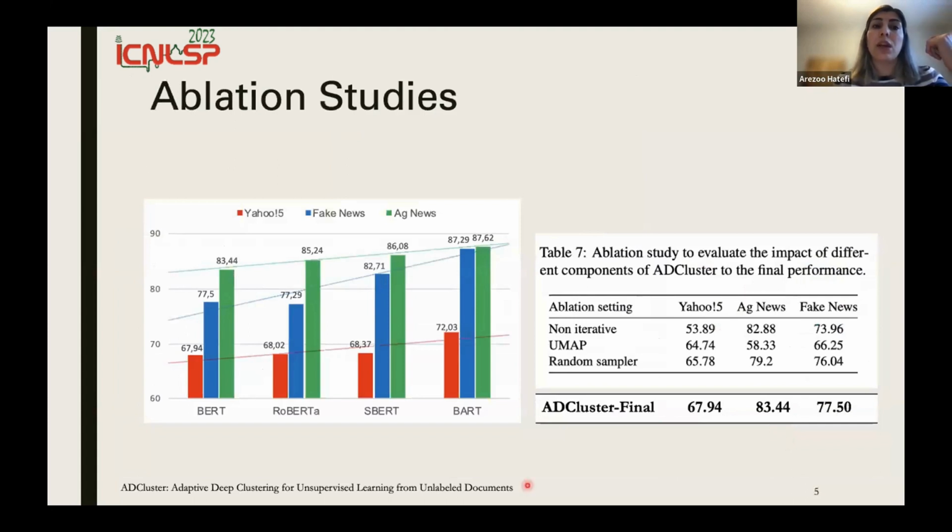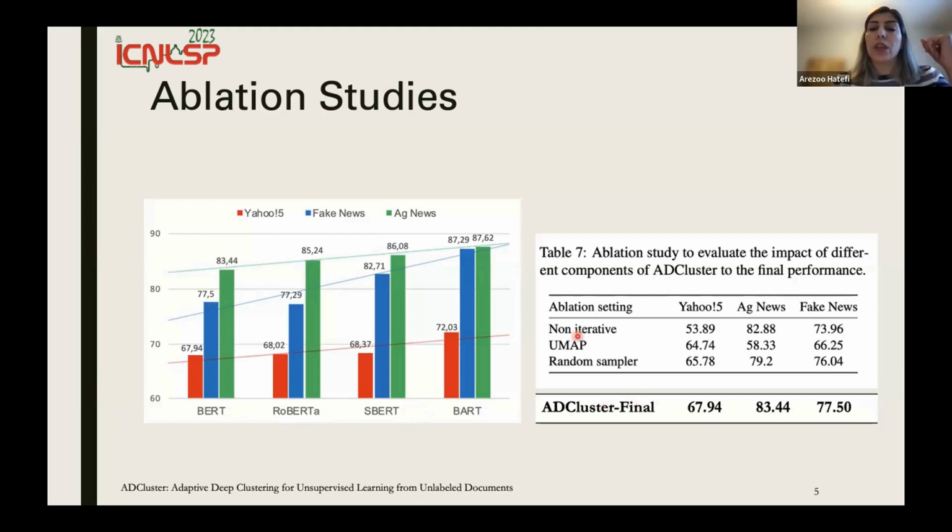We did some ablation studies to investigate the effect of different parts of the model. We replaced the BERT language model that we used in the original version of our model with RoBERTa, ESPERT, and BART, which are more recent and more modern language models. And as you see, for all datasets, the accuracy increases by using these language models.